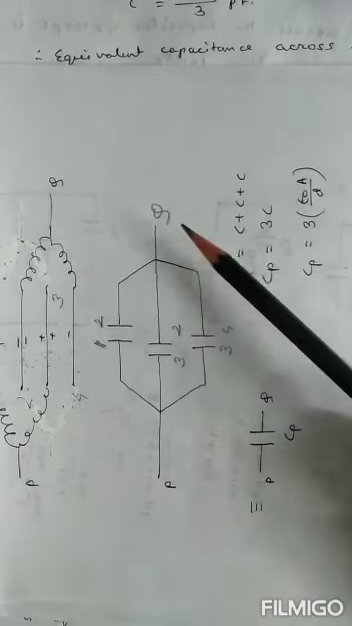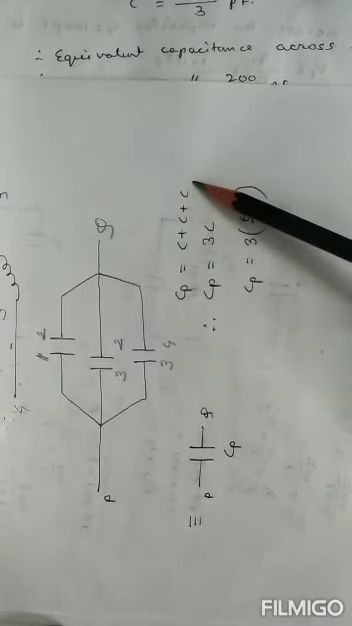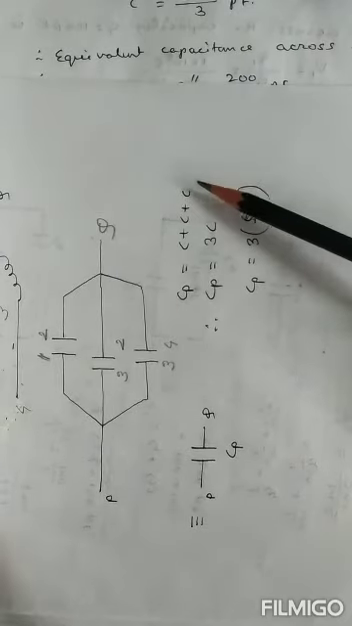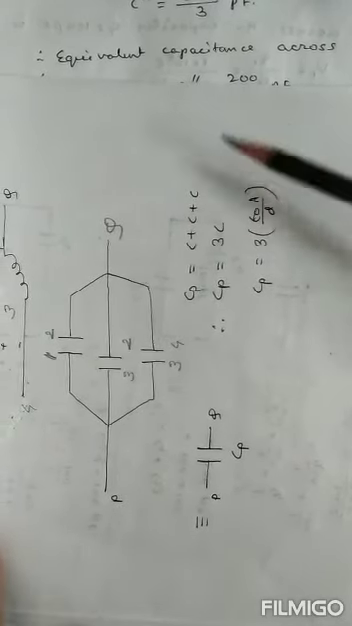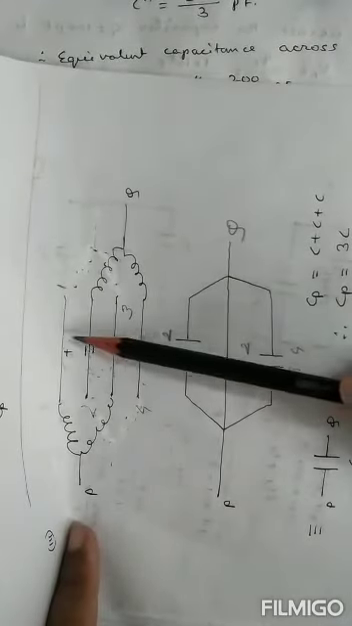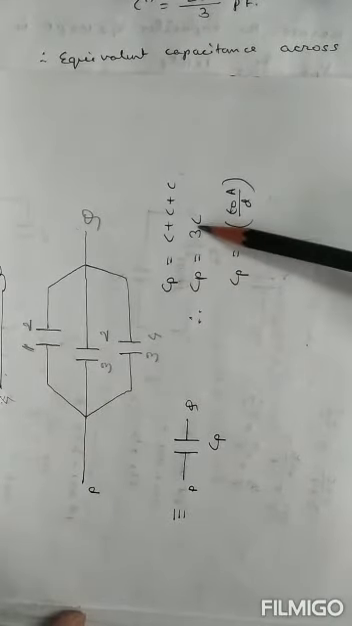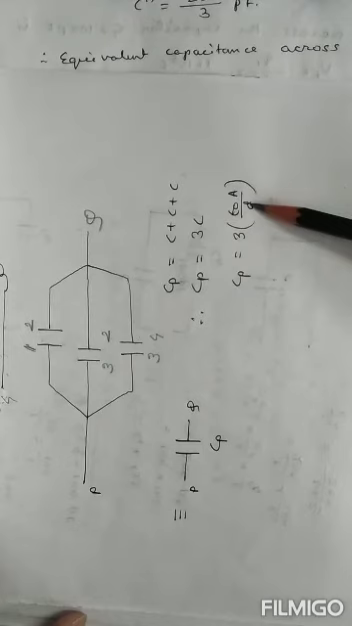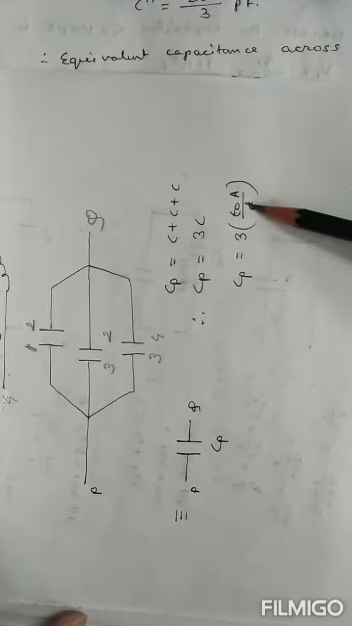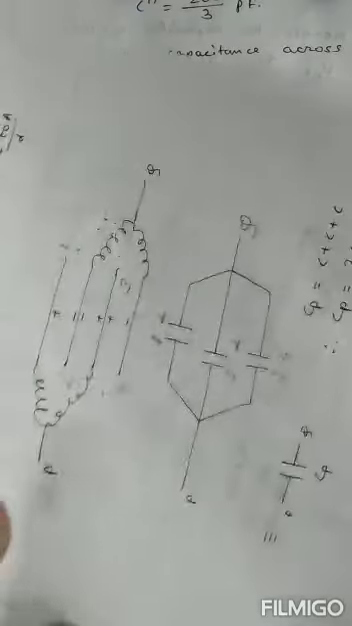So how many capacitors are there? 3. So therefore, what is CP? C1 plus C2 plus C3, because when capacitors are in parallel, CP is C1 plus C2 plus C3. So they have equal capacitance. Why do they have equal capacitance? Because their separations are equal and surface areas are equal. Therefore, CP is equal to 3C, so 3 epsilon 0 A by D. Is it clear?